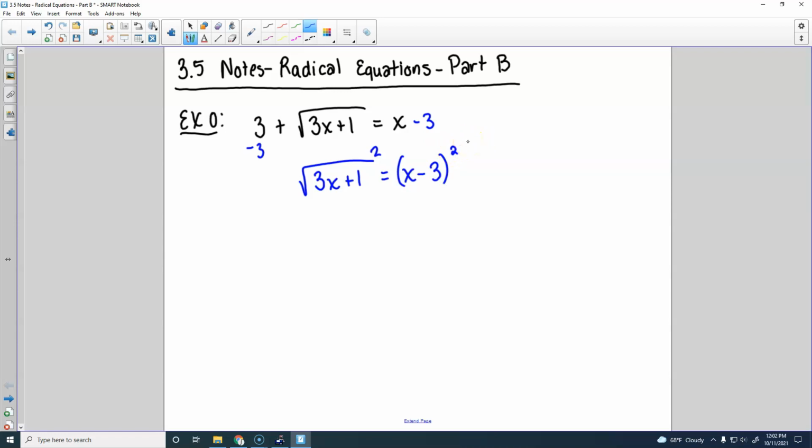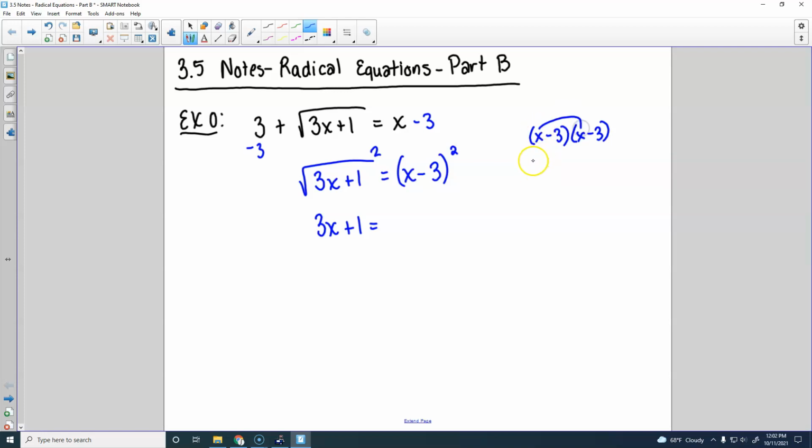Here's the big deal with this, though. When we square the left side, it is just going to get rid of that square root. On the right side, I am squaring x minus 3, which is not x squared minus 9 or plus 9. It means that I'm taking x minus 3 and multiplying it by itself, x minus 3 times x minus 3. And I hope, as we've been working, that you're starting to square, double square in your head so that you're not having to write everything out.